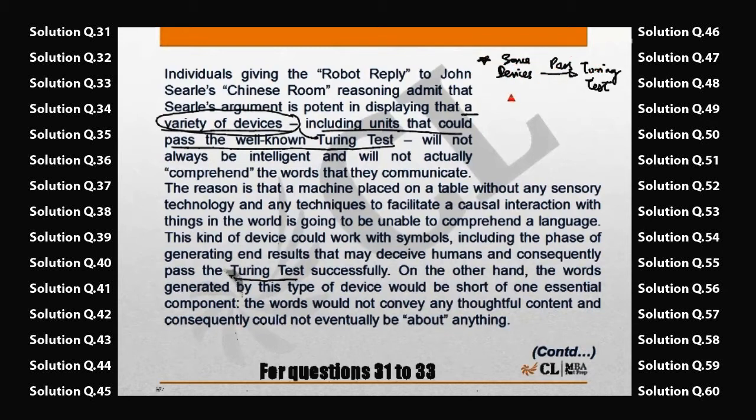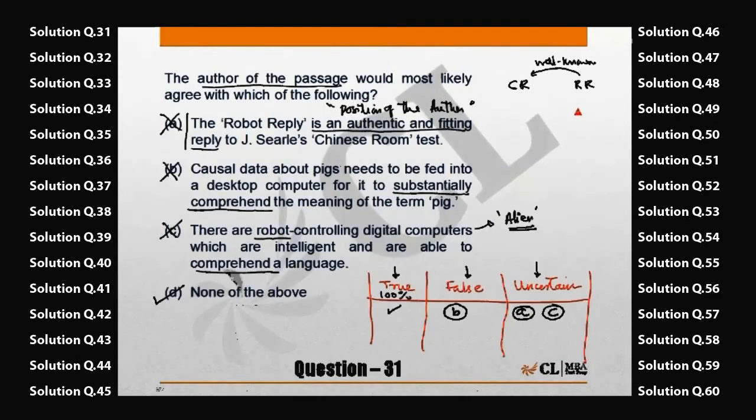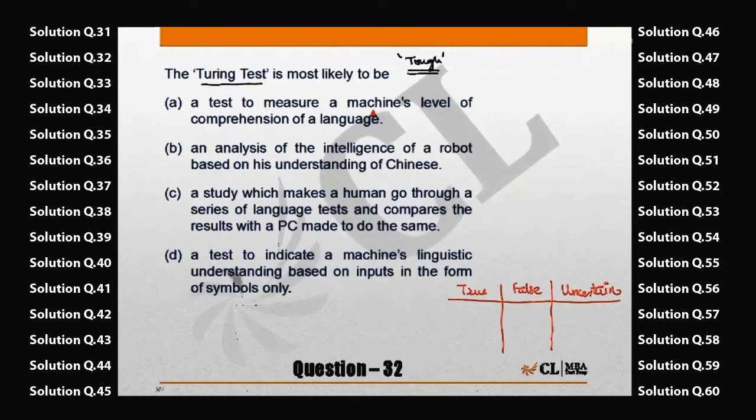For those of you who are good with critical reasoning, what we can conclude is that Turing test is something which is used on devices, or tests which are used on devices. That's all we know from the passage. Now let's look at the options. A. A test to measure a machine's comprehension of language. Maybe. We can't select it, but we'll keep it aside. Test to measure machine. So test for machine. What about the machine? This is uncertain.